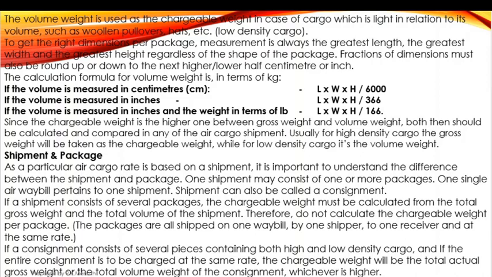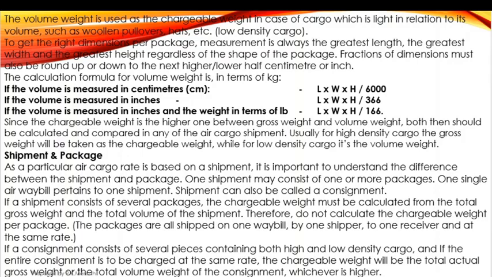So you need to keep in mind the denominator to use. If it is centimeters, it's 6,000. If it is inches, it is 366. If it is pounds, it is 166. You should keep this at your fingertips from today.